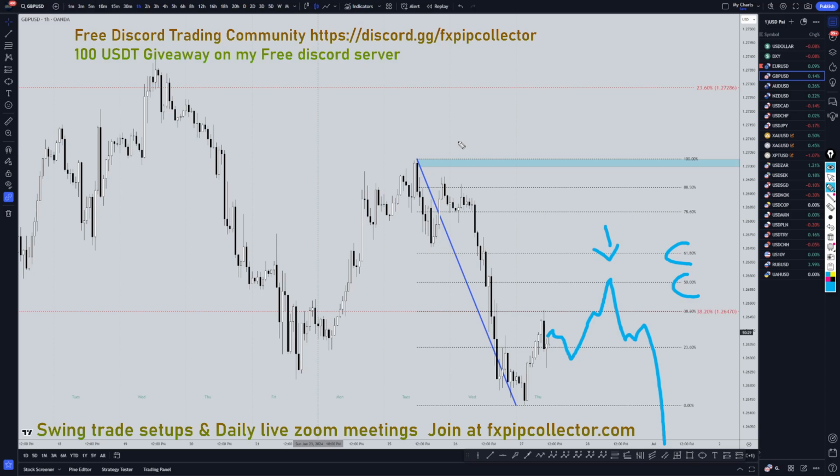The only thing that really is going to turn me into a buyer is if the 4 hour or daily time frame goes up and breaks this structure. Until that happens, I am definitely looking for sells at the end of three-wave pullbacks for the continuation of this downtrend.